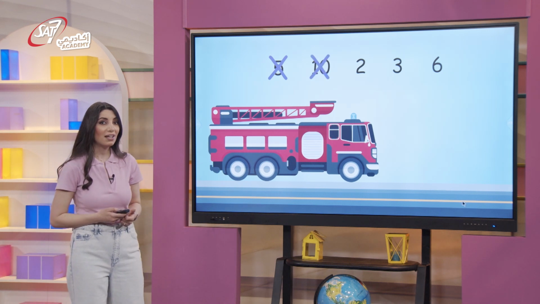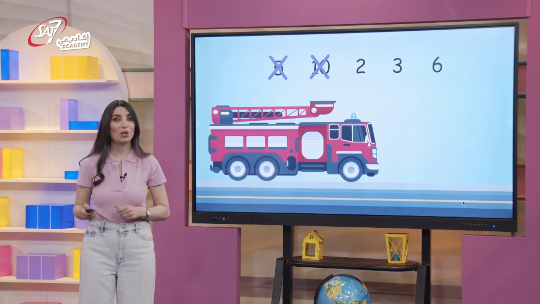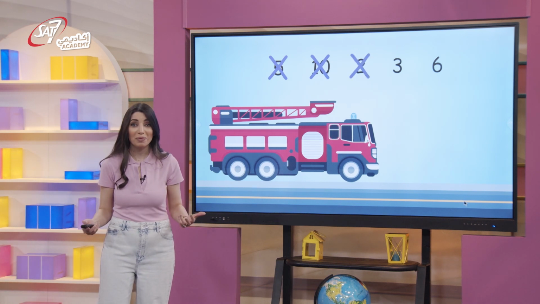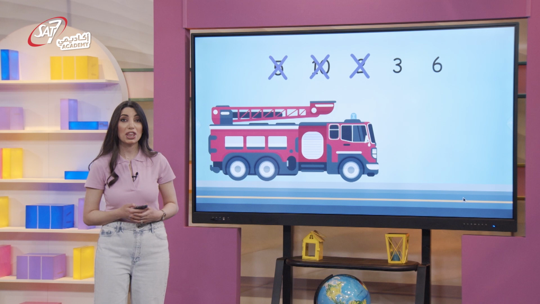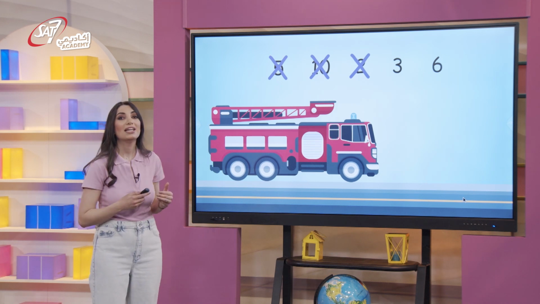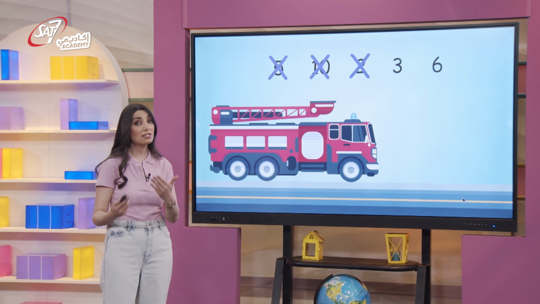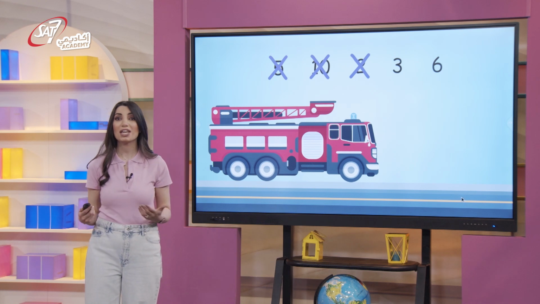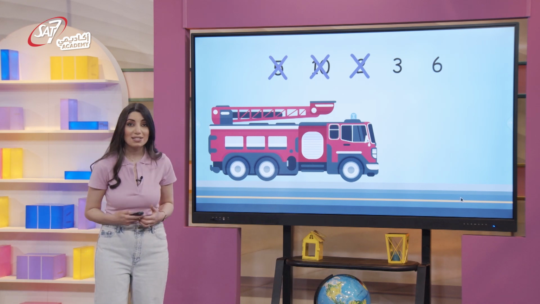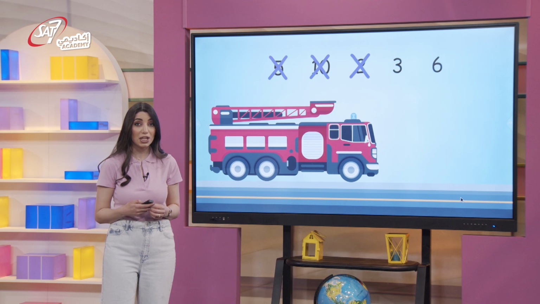Can we divide 99 by 2? No, it is not an even number. Is 99 divisible by 3? 9 plus 9 is 18, and 18 is a multiple of 3. 6 times 3 is 18. So yes, 99 is divisible by 3.